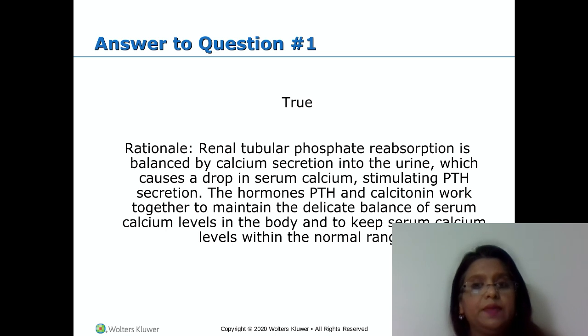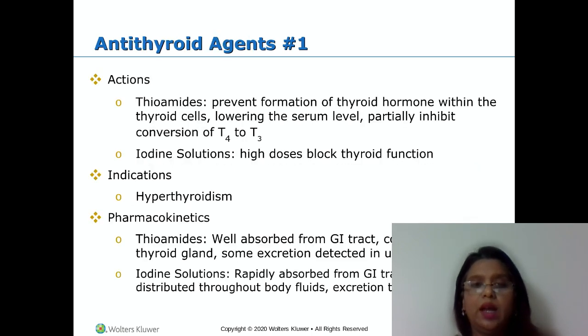Renal tubular phosphate reabsorption is balanced by calcium secretion into urine, which causes a drop in serum calcium, stimulating parathyroid hormone secretion. The hormones parathyroid hormone and calcitonin work together to maintain the delicate balance of serum calcium levels in the body, to keep serum calcium levels within the normal range. So they work together hand in hand. They're like brother and sister.